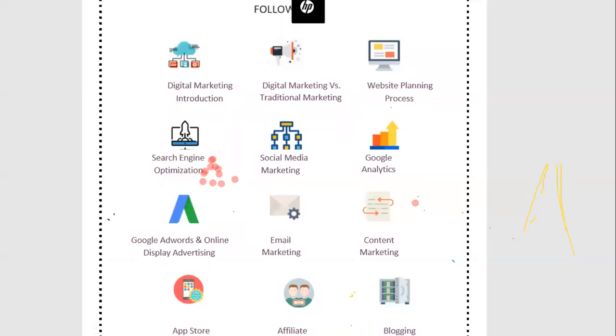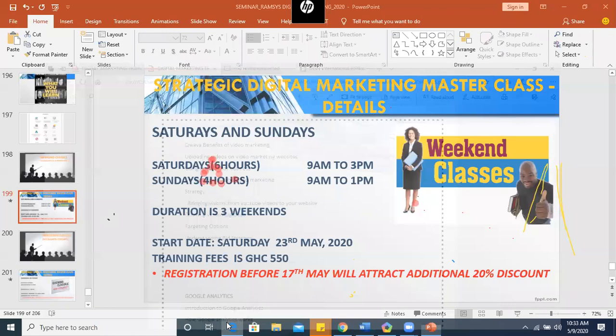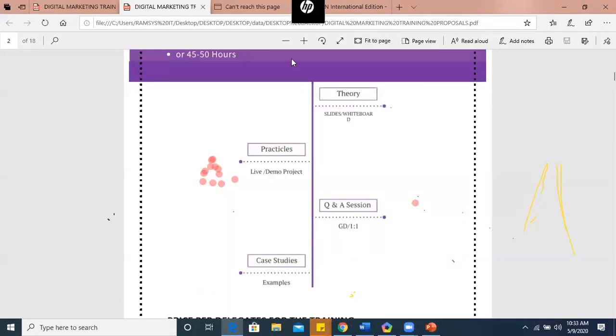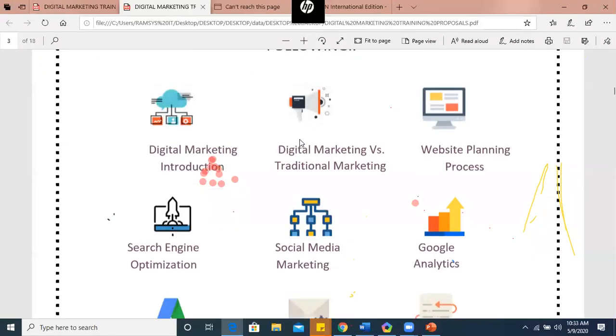We are going to look at content marketing. We are going to look at mobile marketing, and then a number of them. Now, when we come for the training, we'll look at this courses, okay? And if you look at a course island I have here, I have a number of things that I want to talk about and actually take you through the practical.